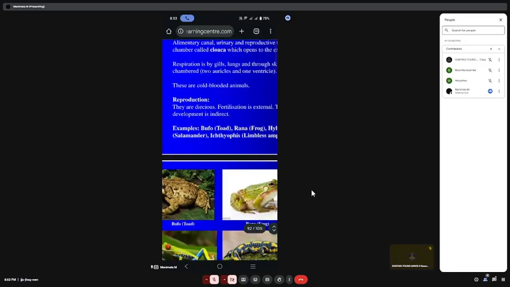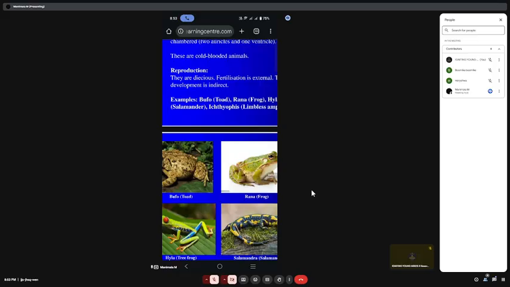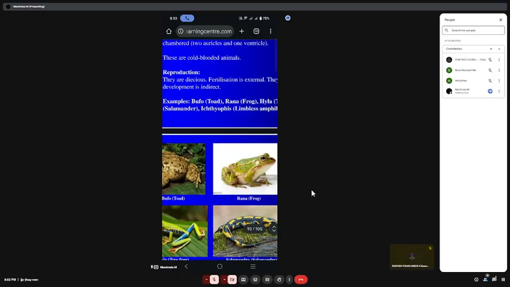And reproduction: they are dioecious, and the fertilization is external.